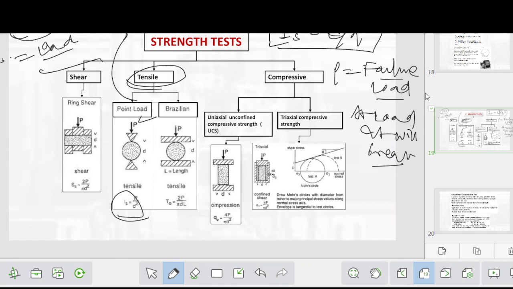Is is the point load index. P is the failure load. D is the diameter of the sample. Okay? We will discuss this tomorrow or the day after tomorrow.